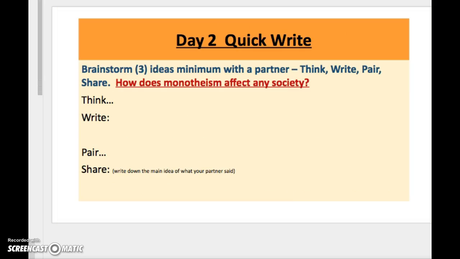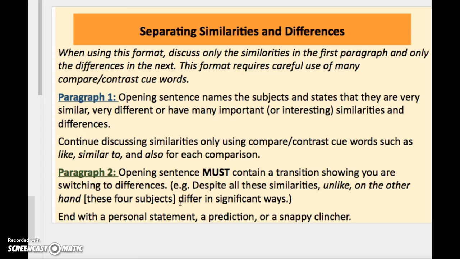As you compare and contrast, you're going to keep these things in mind. When you're formatting your similarities and differences, you're going to discuss only the similarities in the first paragraph and only the differences in the next. This format requires careful use of many compare and contrast keywords. In paragraph 1, the opening sentence should name the subject and state that they are very similar, very different, or have many important or interesting similarities and differences.